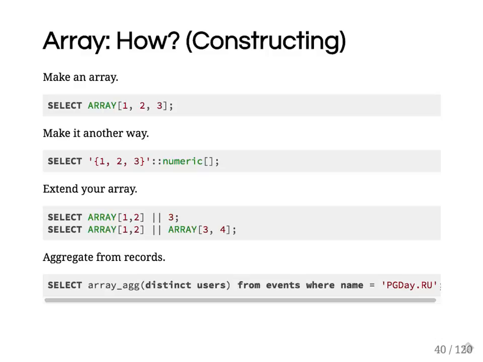Building arrays, you can use the array syntax. You can parse from a string. All the values in an array have to have the same type. You can concatenate arrays together. You can add a value to an array with concatenation. Or here's array_agg. Here I'm selecting all the distinct users from some event that I was at into an array.